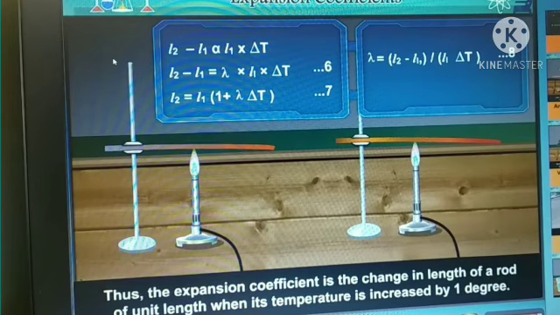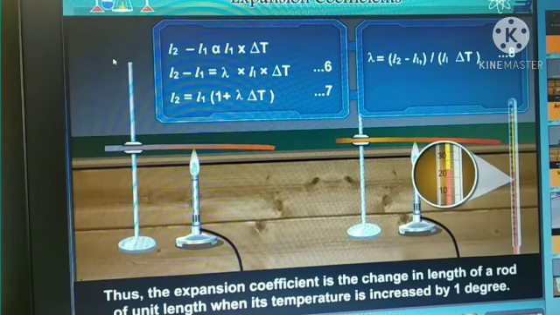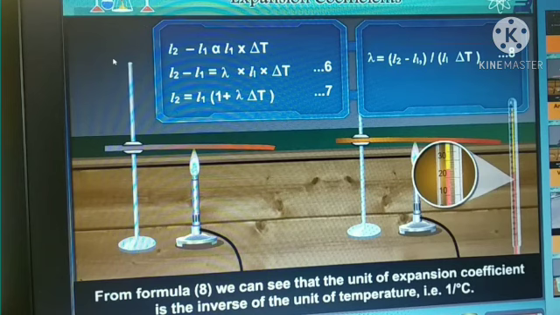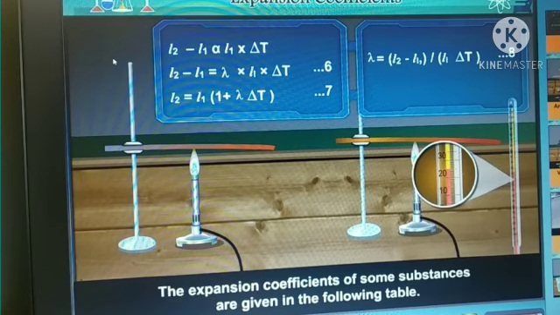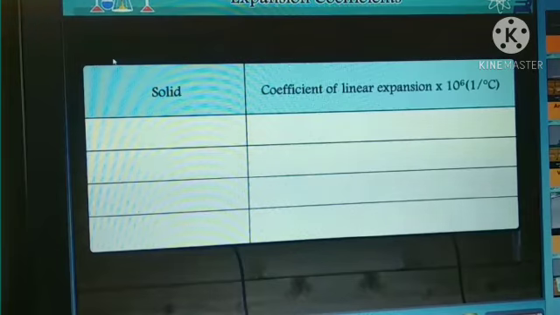Thus, the expansion coefficient is the change in length of a rod of unit length when its temperature is increased by 1 degree. From formula 8, we can see that the unit of expansion coefficient is the inverse of the unit of temperature, that is 1 per degree C. The expansion coefficients of some substances are given in the following table.